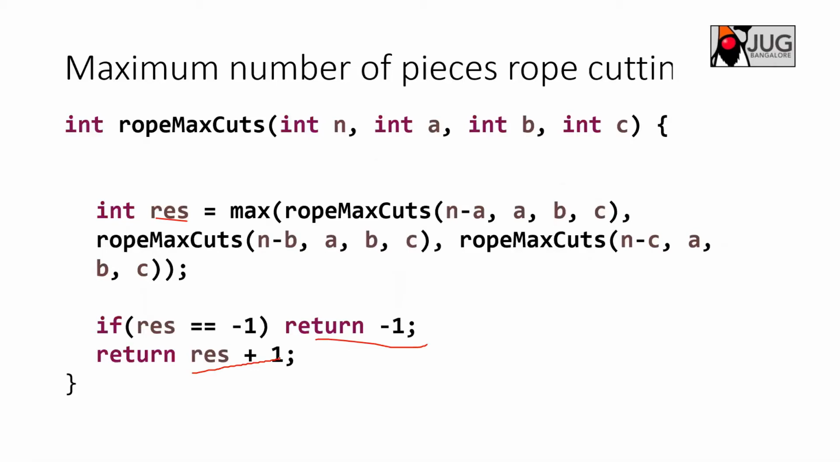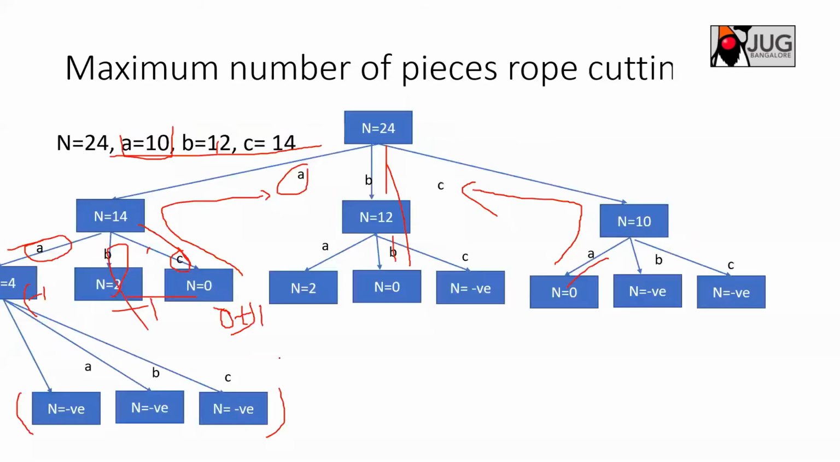Base condition can be if you hit 0, right? For example, here, if you hit 0, this is your base condition. Don't go and divide it further, right? Or the base condition could be if it hits a negative value. Now you cannot divide this further.